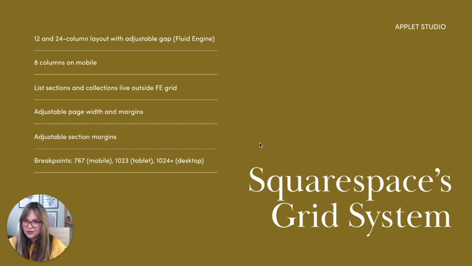For your reference, the breakpoint on mobile is 667. The breakpoint for tablet is 1023. The tablet version is showing the desktop design, but with the mobile header. And the desktop is everything that's over 1024 pixels. So let's head over to Squarespace and Figma and see how it all works in practice.